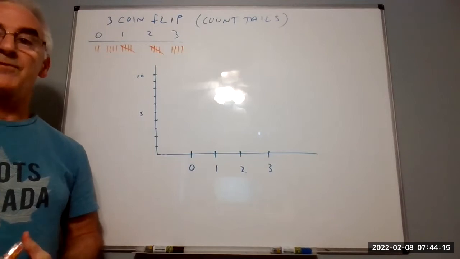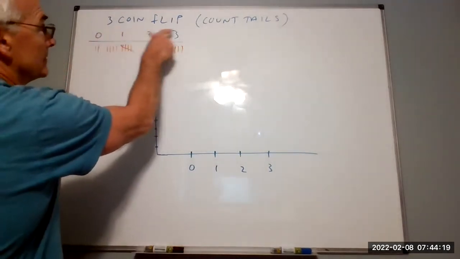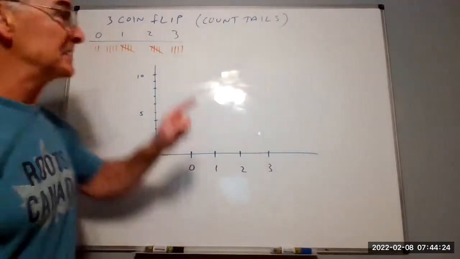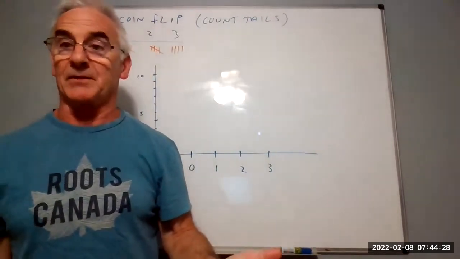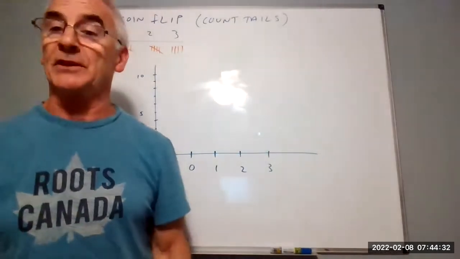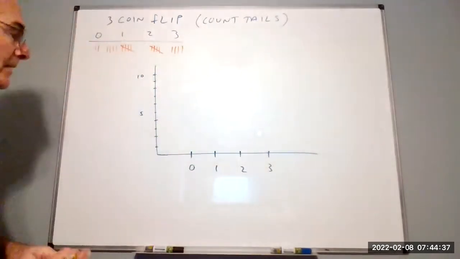So we should have exactly 4 rectangles because there were only 4 possible outcomes. Right? I could do the experiment 1,000 times, but I still only have these 4 possible outcomes because I flipped 3 coins. I can't get 4 tails. I can't get negative tails. I certainly can't get 2.5 tails. So I'm going to get 0, 1, 2, or 3 every time.